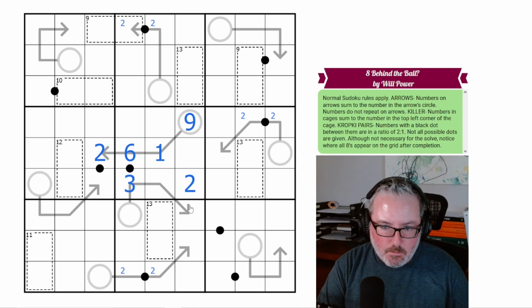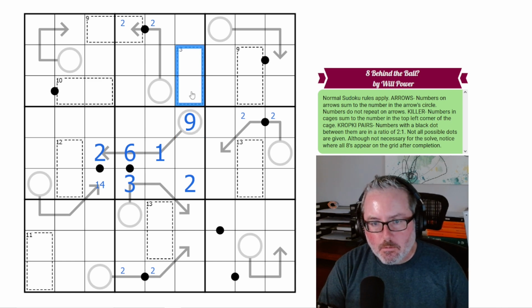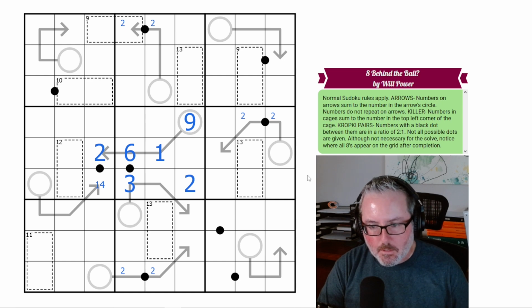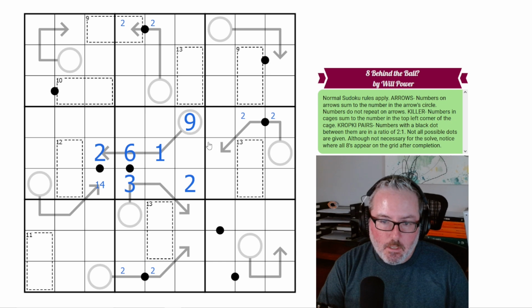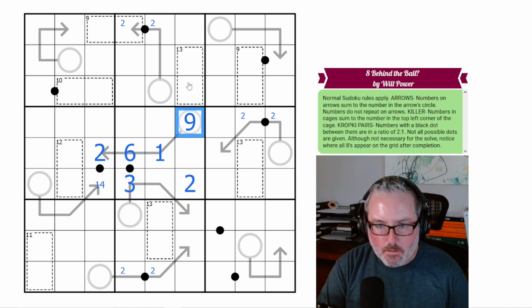Now that we've gotten a little something, we've got a 2 on this black Kropki dot, so this is either 1 or 4. We cannot determine just yet which one of those that is. This 9 is actually a little bit interesting, because it points into a 13 cage. Now, it doesn't give us an answer to what the 13 cage is, but it does reduce our possibilities. It might not give us a whole ton of information, but it is something I see clearly. So this 13 cage is either an 8, 5, or a 6, 7. Which of those 2, I don't know yet.